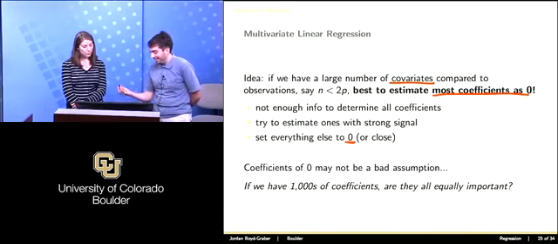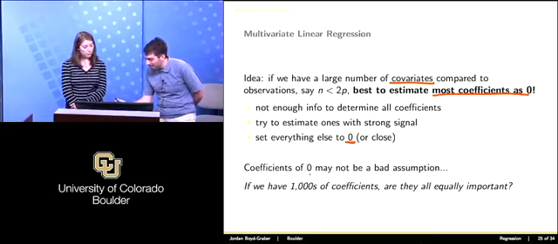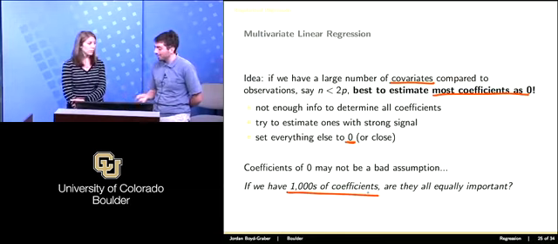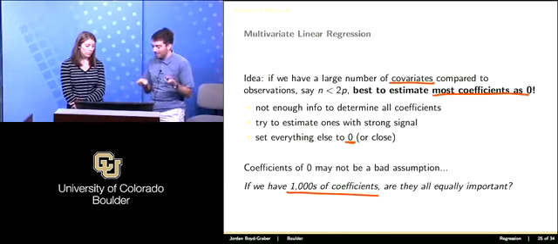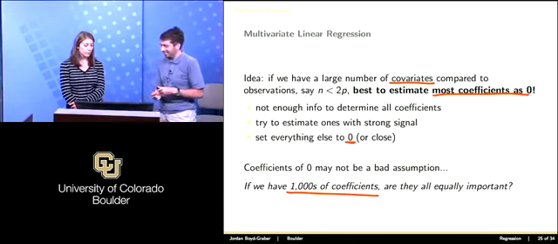And this may not be a bad assumption, because if you have thousands of dimensions, thousands of coefficients, can they all be equally important? And can you actually learn that from the data? Okay, so any questions on the setup?